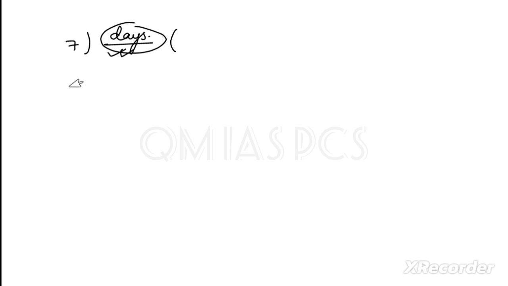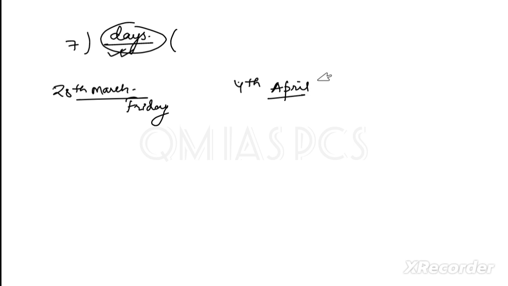And what I am saying is, if there is a given date in the question, for example, today is 28 March, and it is given that 28 March is Friday, and we have to calculate some random date like 4th April of next year, let's say of 2026, in that case first we have to calculate the in-between days, and we have to consider this day as a base day.